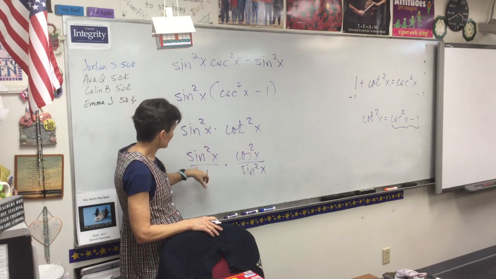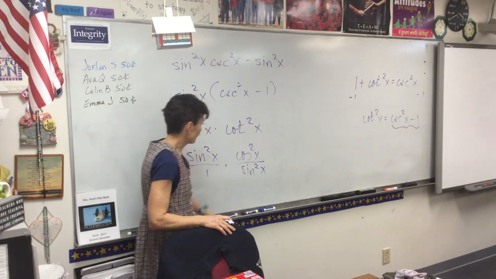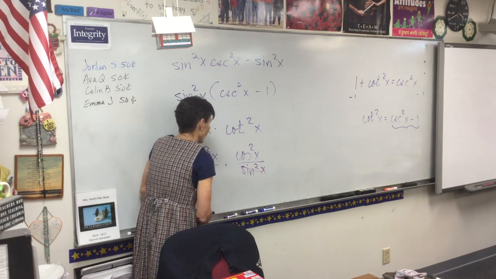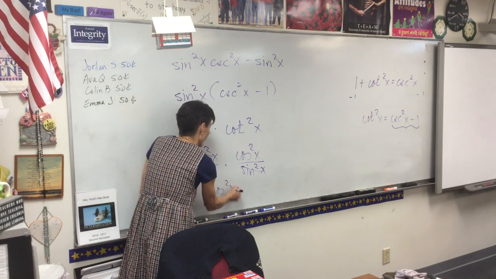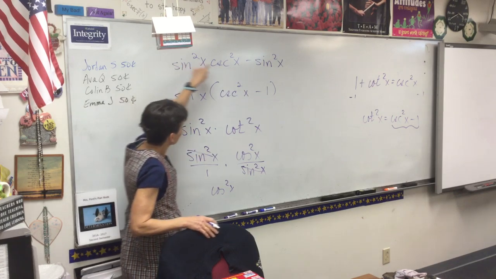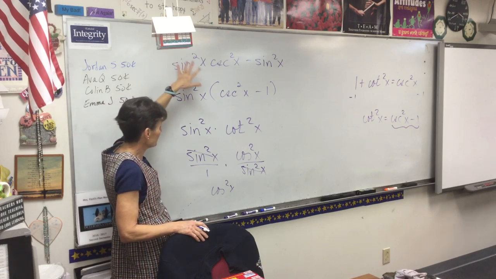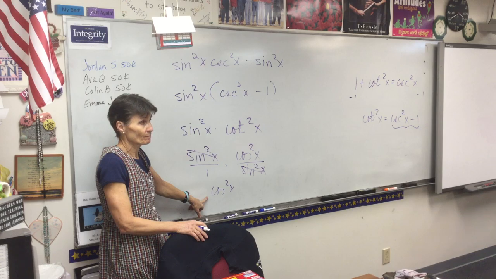So I've got my sine squared, which I put over 1, times my cosine squared over sine squared. Well, what happens? These cancel, and what are we left with? Yeah, just cosine squared over 1, which is just cosine squared. So that big ugly thing, our job was to simplify it, and we simplified it down to cosine squared.